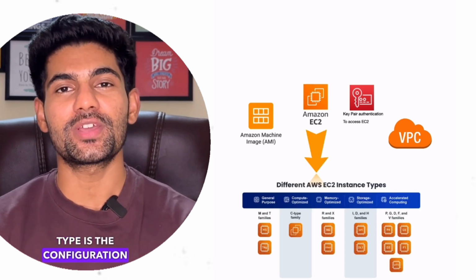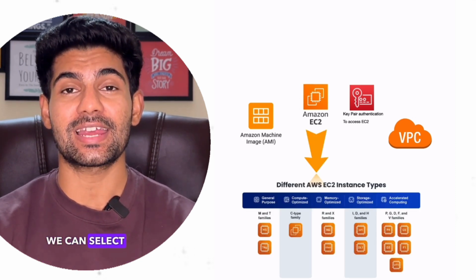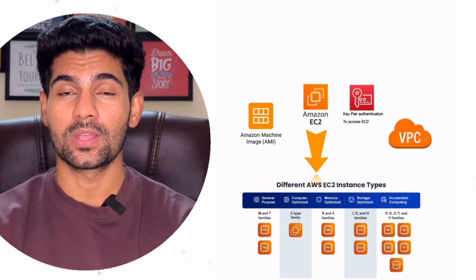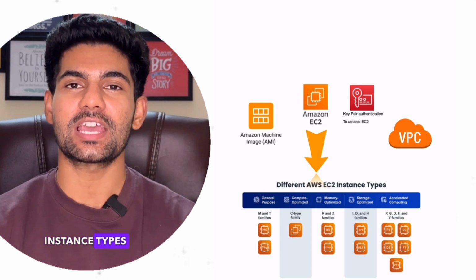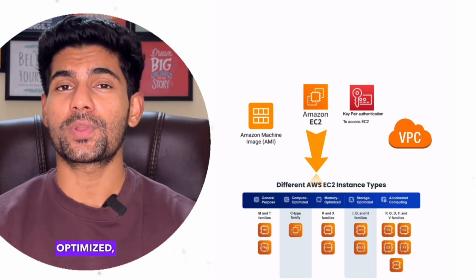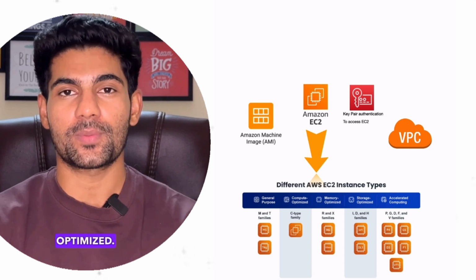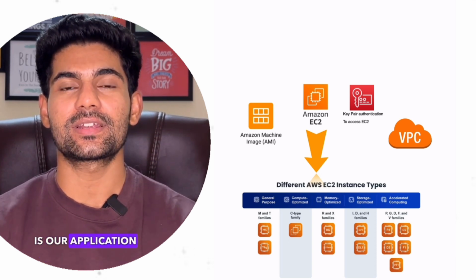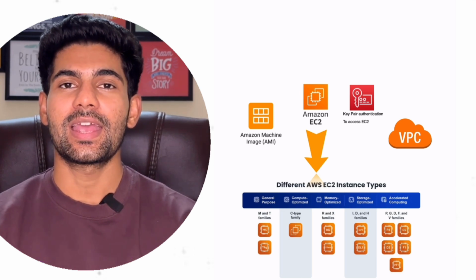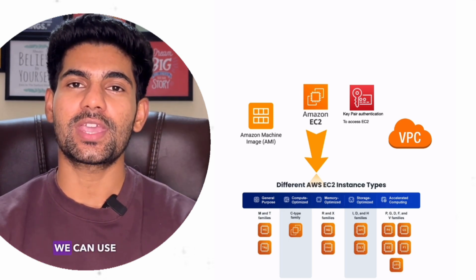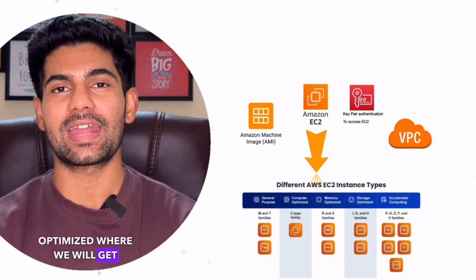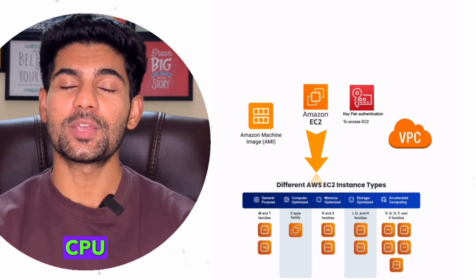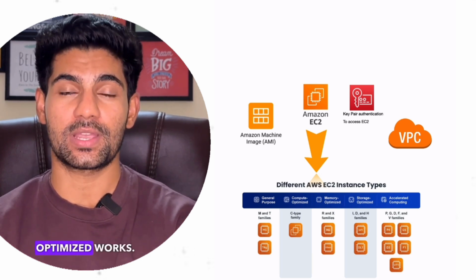Instance type is the configuration of our virtual machine where we can select how many CPUs, memory, and storage capacity as per our requirement. And we have some predefined instance types in Amazon like CPU optimized, memory optimized, and storage optimized. I'll give you an example of memory optimized. Suppose our application consumes more memory and fewer CPUs. In this case, we can use memory optimized where we will get more memory and a lower CPU count. Similarly, CPU optimized and storage optimized work.